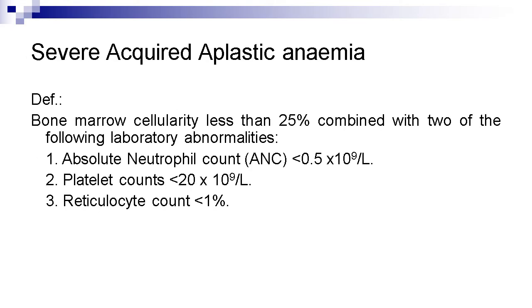This is another expression of severe aplastic anemia, in which the bone marrow cellularity is less than 25% combined with 2 of the following laboratory abnormalities: absolute neutrophil count less than 0.5 times 10 to the power 9 per liter, or platelet count less than 20 times 10 to the power 9 per liter, or reticulocyte count less than 1%.